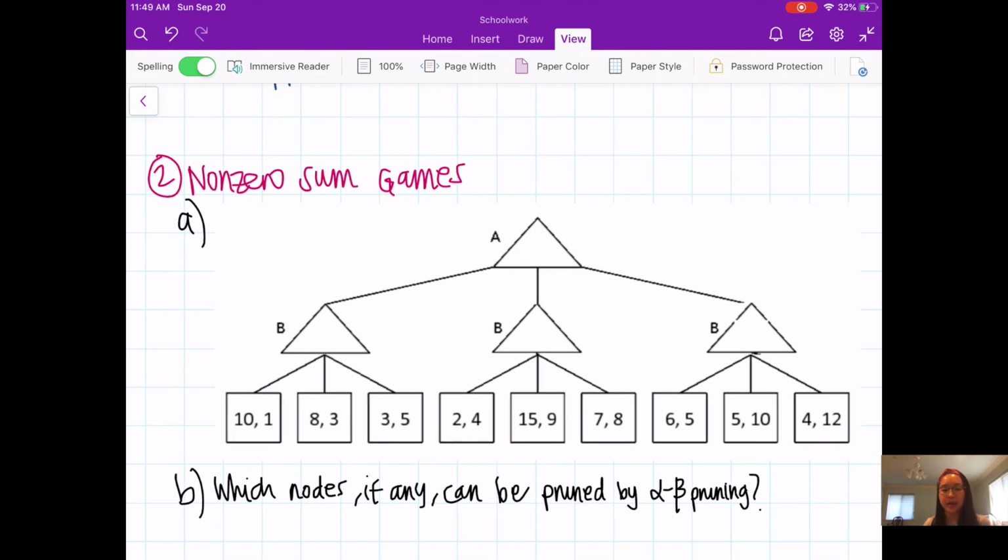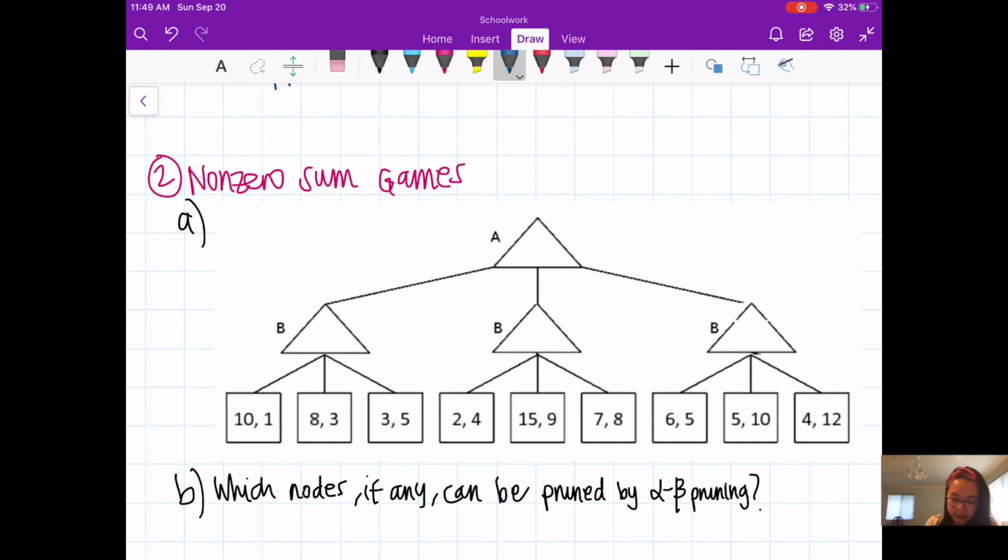So non-zero sum games are just games where you have utilities for each player, because my gain is no longer my opponent's full loss. There's this middle ground now, so it's possible that some node will be beneficial to both of us. That's why in this tree you see two values per node: the first value represents player A's utility, while the second represents player B's.